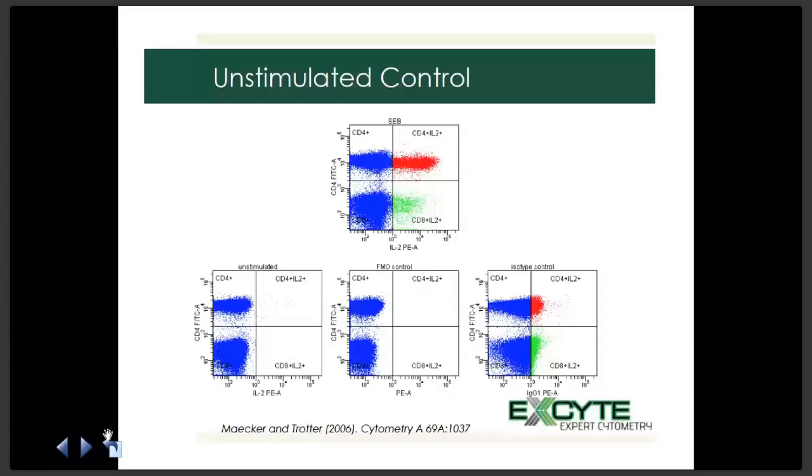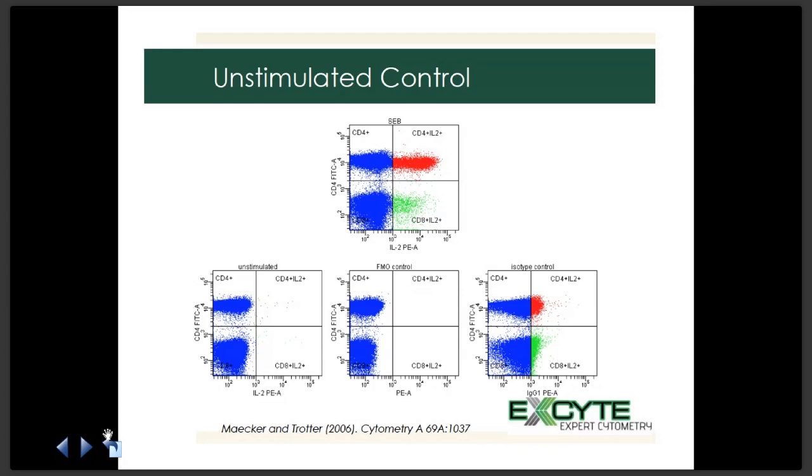Continuing on, another important control is the idea of the unstimulated control. The unstimulated control is used whenever you're doing a stimulation experiment. This lets you take advantage of the biology of the system to help you further set your gates. On the top panel, we're showing SEB-stimulated T cells, and we're looking at expression of CD4 versus IL-2. We know that IL-2 should not be positive on unstimulated cells.